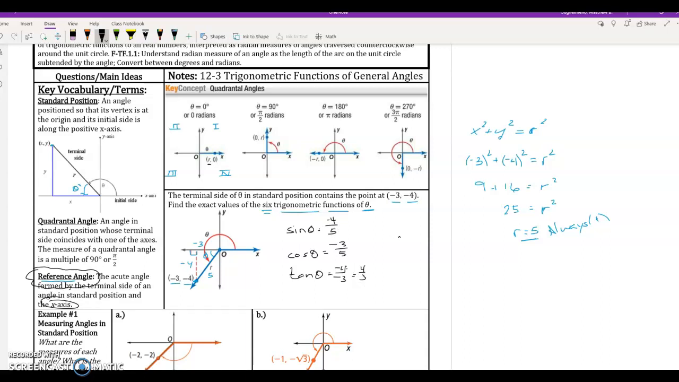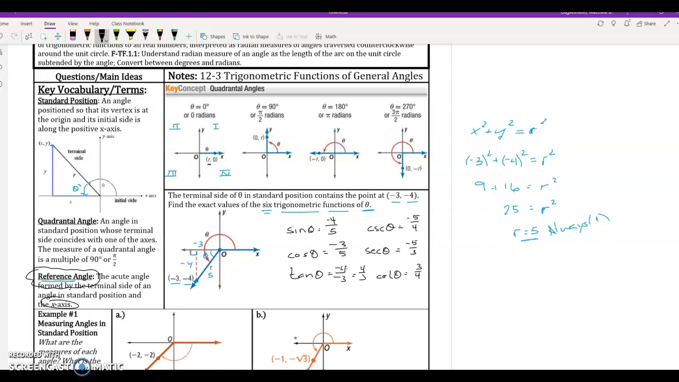The other 3 are the reciprocal ones. So this is good practice remembering which trig functions go with their reciprocal. Sine always goes with cosecant. So cosecant of theta is going to be the reciprocal. Do not get rid of the negative. Reciprocal just means to flip the fraction. So for reciprocal, this is going to be -5/4. For secant of theta, that's going to be -5/3. And then for cotangent, it's going to be 3/4.